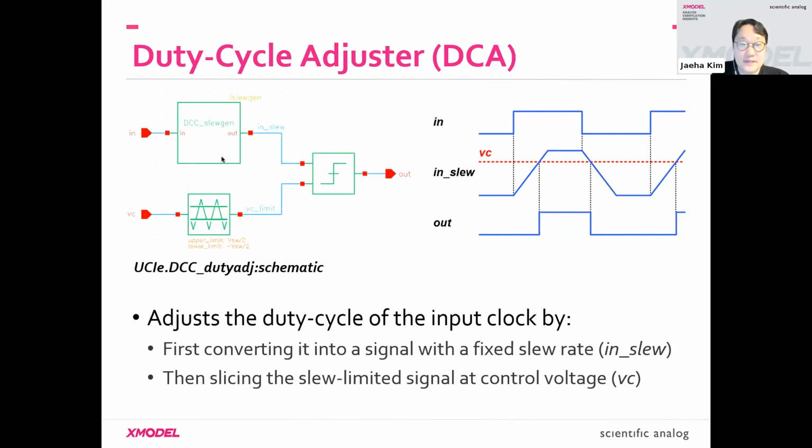Now, this is the model of this duty cycle adjuster. First, it has this slew generator that does this first conversion, and then we have a slice primitive that will do the second conversion. This limit primitive is to make sure that VC doesn't get too high or too low, because in that case, you're not going to get any clock at the output, which is actually a disaster.